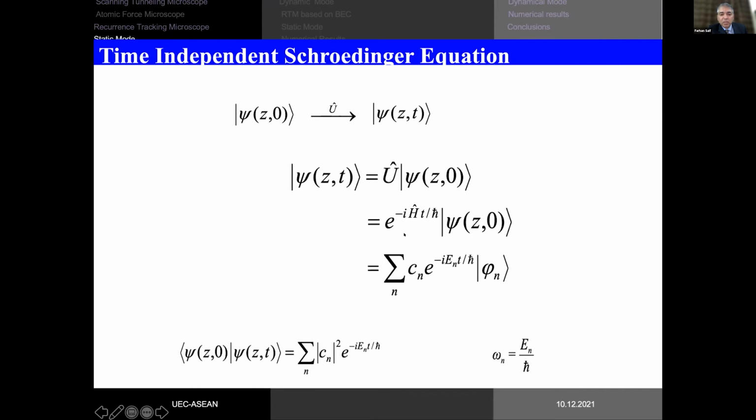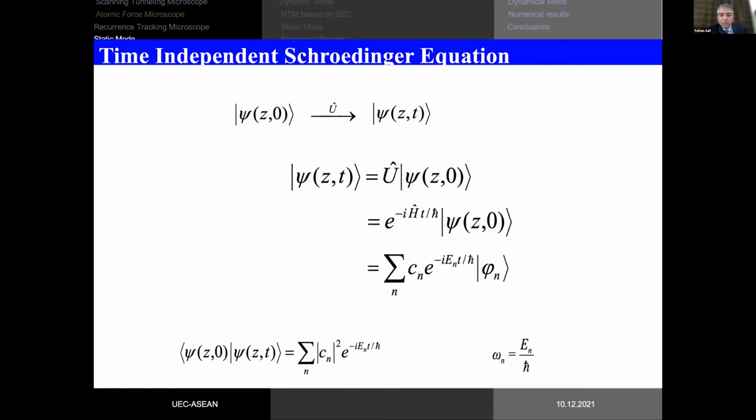Our U operator is in this form, and H is already shown previously in the form of kinetic energy, potential energy, and the optical potential, which is composed of the optical potential and the gravitational potential. And now this is the expression of the wave function as a function of time t. If we write the autocorrelation function, it comes out to be quite a simple expression because it is only a function of time.